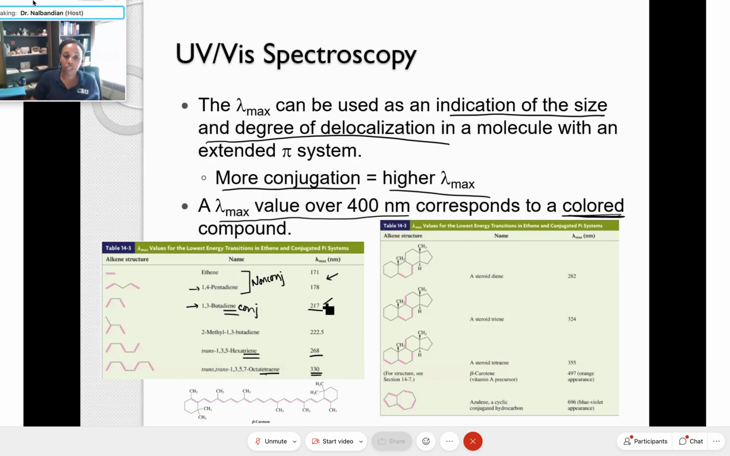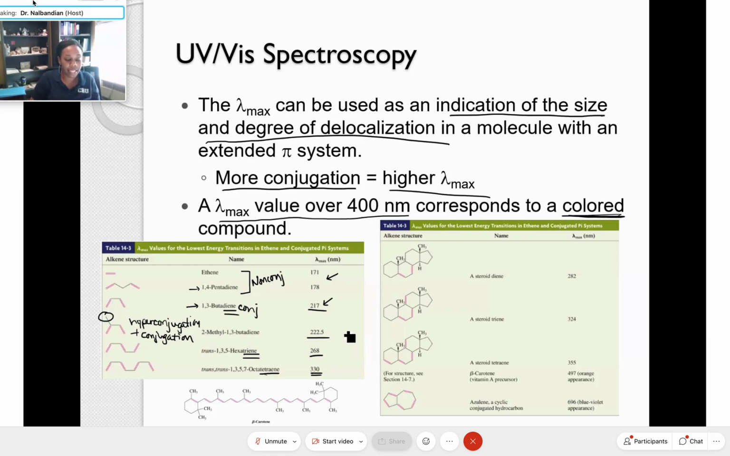Now let's go back to this 217. So 217 for butadiene, versus if we add in a methyl: hyperconjugation plus conjugation. What is hyperconjugation? That alkyl group is donating electron density, plus we have the conjugated double bonds. So we see that our lambda max is even higher. Conjugation and hyperconjugation will increase your lambda max.